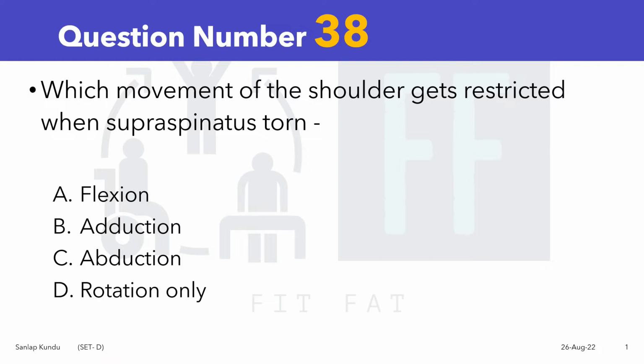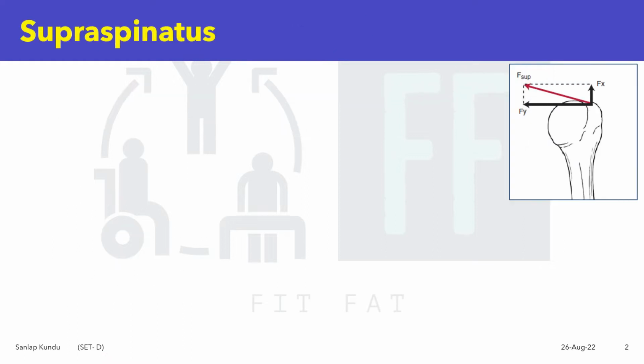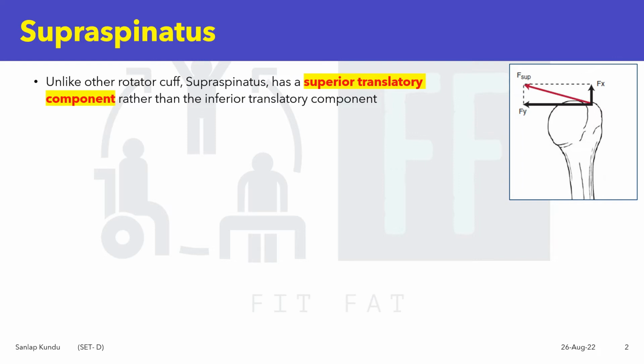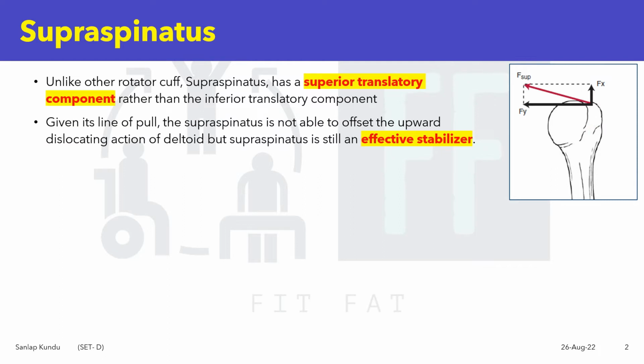biomechanics of supraspinatus. From the biomechanical point of view, supraspinatus has a superiorly directed parallel translatory component and a perpendicular component, right? So unlike other rotator cuff muscles, supraspinatus has a superior translatory component rather than an inferior translatory component, which is common with other rotator cuff muscles. Now, given its line of pull, supraspinatus is not able to offset the upward dislocating action of the deltoid, but supraspinatus is still an effective stabilizer.